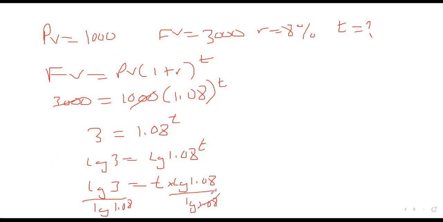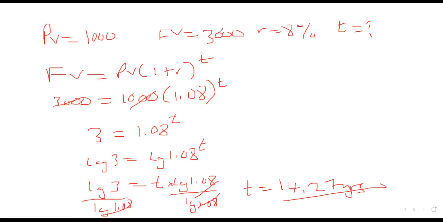Don't get confused. You punch on a calculator and divide log 3 divided by log 1.08. It will give you 14.27 years. So that's how long it would take for 1,000 kwacha to triple.